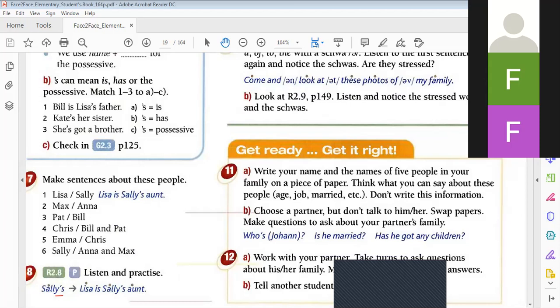Anna's. Max is Anna's husband. Okay, Basma, would you like to try this?